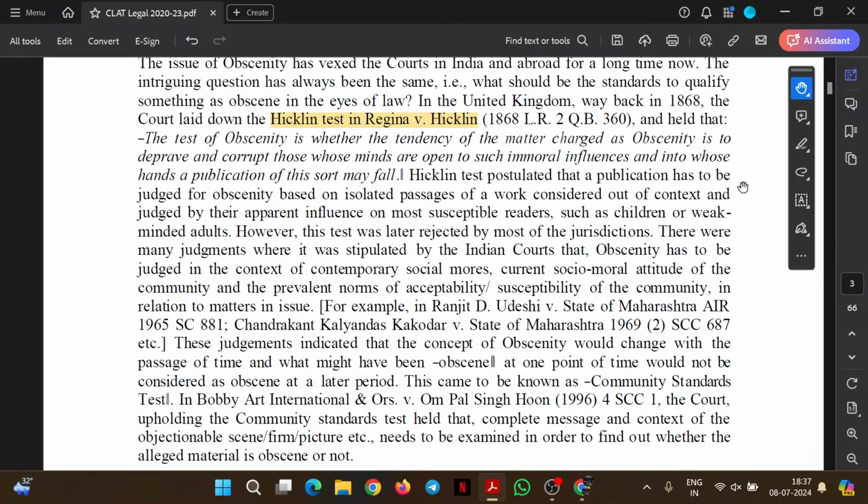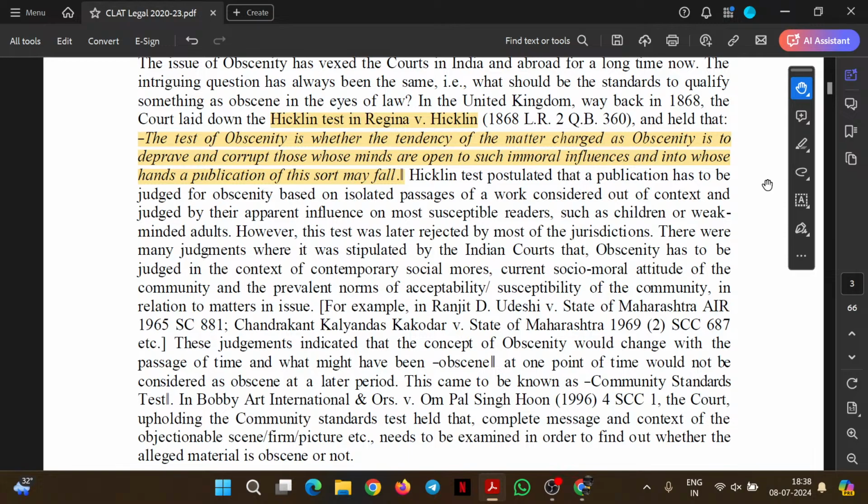The test of obscenity is whether the tendency of the matter charged as obscenity is to deprave and corrupt those whose minds are open to such immoral influences and to whose hands a publication of this sort may fall. So neither did I know what the Hicklin test is, nor did anyone else. But now the passage has sufficiently explained to us what the Hicklin test is. Hicklin test postulates that a publication has to be judged for obscenity based on isolated passages of a work, considered out of context and judged by their apparent influence on most susceptible readers, such as children or weak-minded adults.